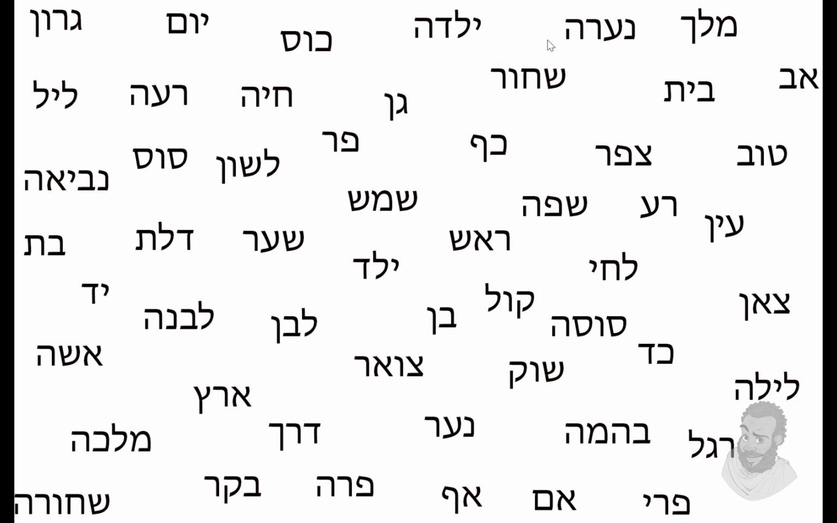para, af, em, peri, shchora, laila, regel, shachor, yalda, kos, yom, ra'a, chaya, lashon, se'ar, delet, nevia, lail, garon, av, bayit, tav, yeled, kol, na'ar, levena, shemesh, rosh, shok, behema, tsipor.